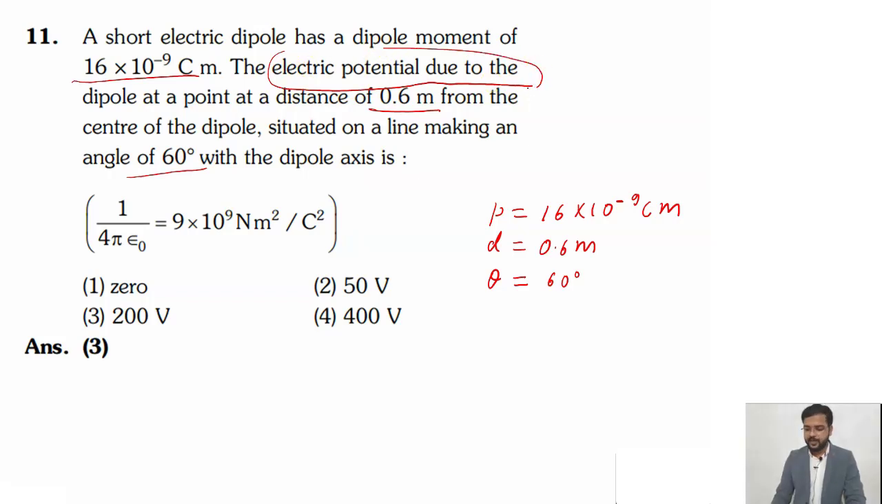So the electric potential at 60 degrees will be what? I am writing here V equals Kp cos theta by r square. This is the formula, correct? Here you can denote it with a d or an r, no problem. After putting the values inside this formula, you will get the answer, option number C, option number 3. That's why this 200 volt is correct over here. Let's see the next question.